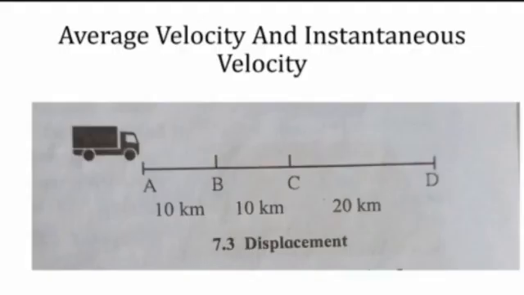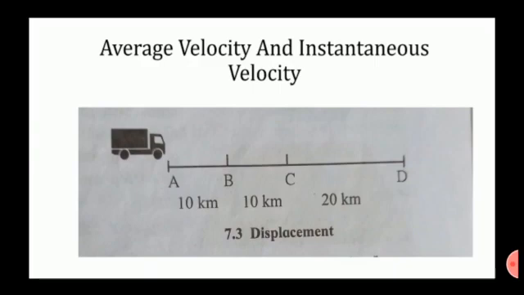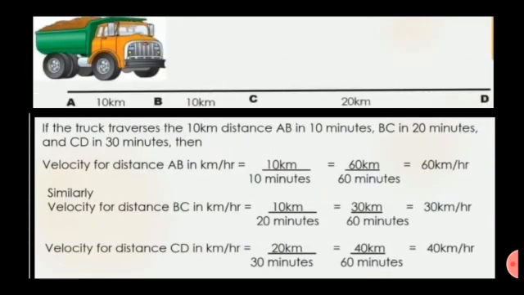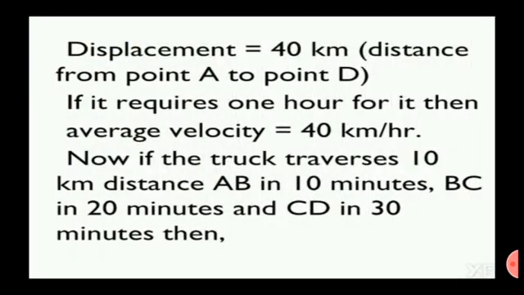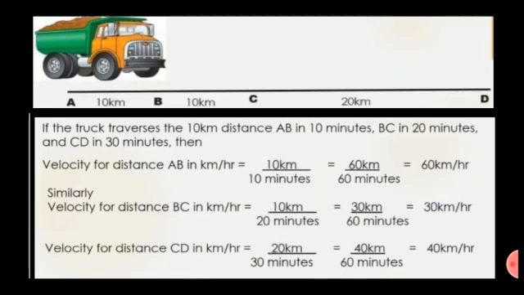Average velocity and instantaneous velocity. The velocity of an object can change even while it is moving along a straight line. Suppose that a truck is covering a distance of 40 km from A to D in a straight line. That is, its displacement will be 40 km. If it requires altogether 1 hour for this, its average velocity is 40 km per hour. However, if the truck travels the 10 km distance AB in 10 minutes, BC in 20 minutes and CD in 30 minutes, then the velocity for the distance AB in km per hour is 10 km upon 10 minutes, that is 60 km upon 60 minutes. That will be 60 km per hour.